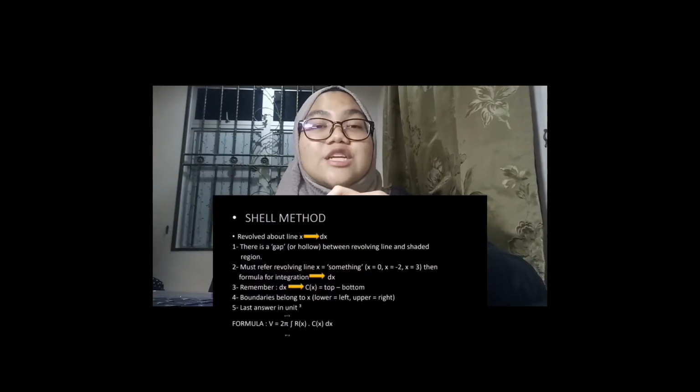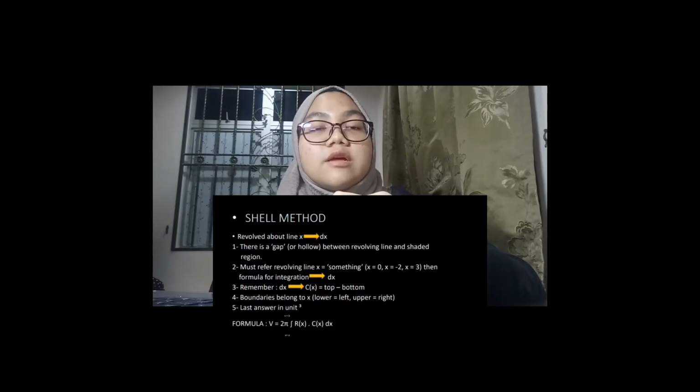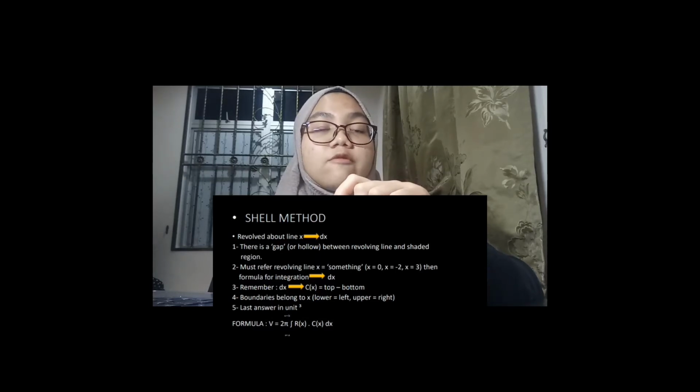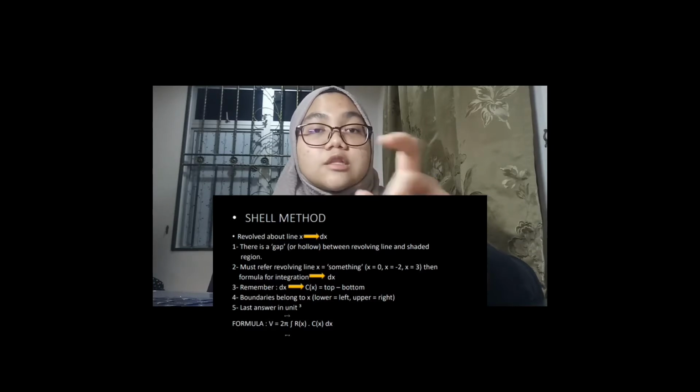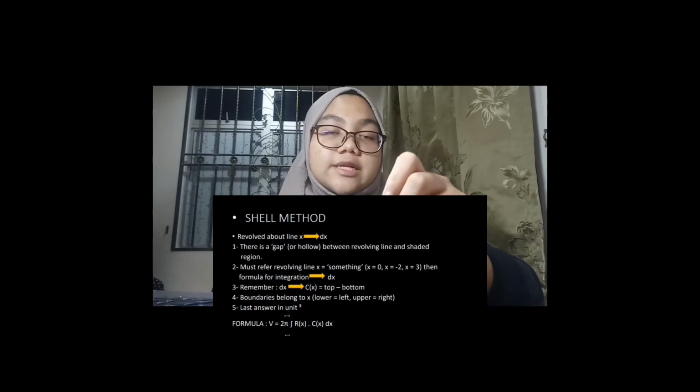So here is the last method for the volume of solid of revolution, which is the shell method. For the shell method for dx, we must know that there is a gap between the shaded region and the revolving line. We also have to refer to the revolving line because it may have some value, and we need to know the formula for the integration, dx or dy. We must remember, in this formula of the shell method, there is no radius, but it uses c(x) and r(x). For c(x), it is top minus bottom. We can get the top value and the bottom value from the question.